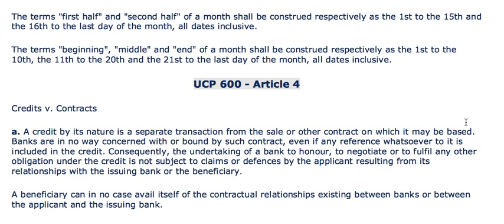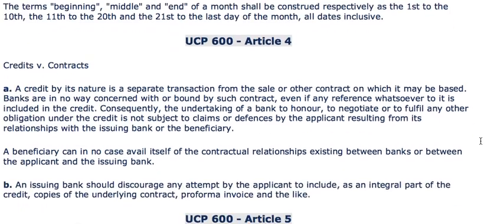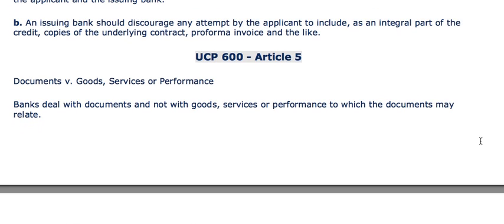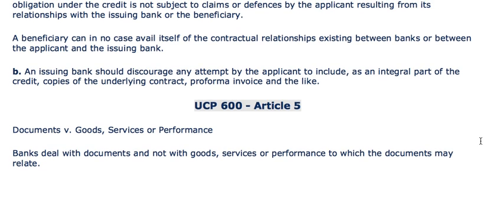So this is Article 4. Then you see Article 5. It talks about documents versus goods. And it clearly says banks deal with documents, not with goods, services, or performance to which documents may relate. Banks deal with documents and not with goods, services, or performance to which the documents may relate.